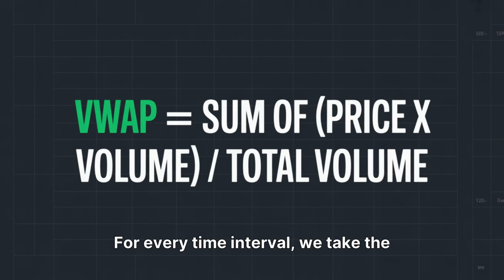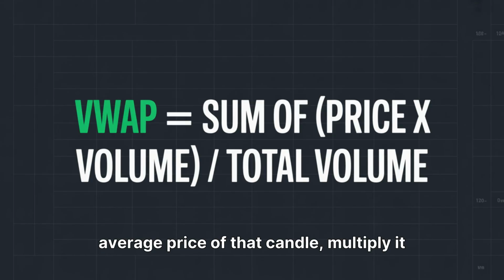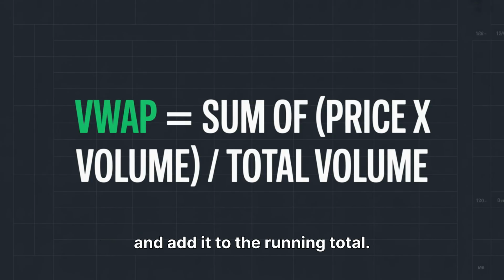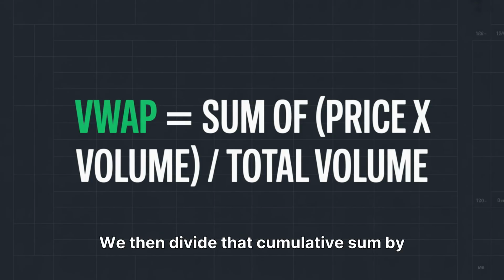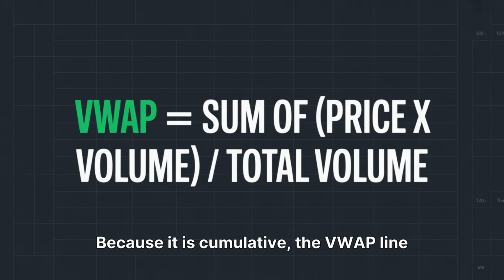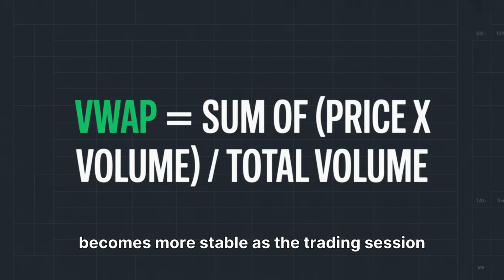The math behind VWAP is simple but powerful. For every time interval, we take the average price of that candle, multiply it by the volume traded in that period, and add it to the running total. We then divide that cumulative sum by the total volume transacted since the start of the day. Because it is cumulative, the VWAP line becomes more stable as the trading session progresses.